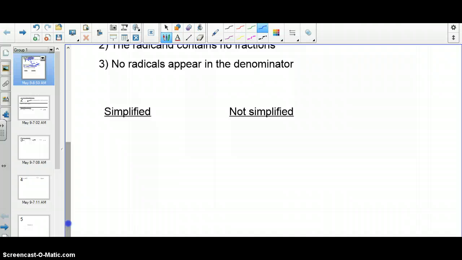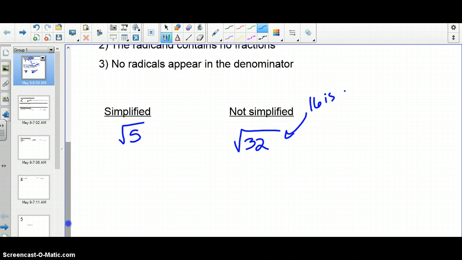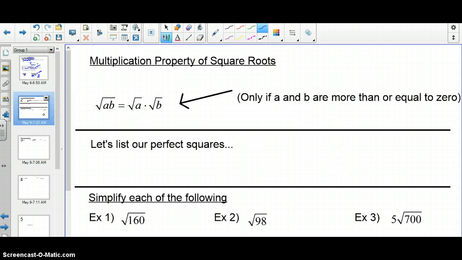So like radical 5 is simplified because there are no radicals in the denominator and there are no perfect squares underneath the radical. But radical 32 is not simplified because 16 is a factor of 32, which means you can simplify that. Also, radical of x over 2 is not simplified because you would have a fraction in your radical.